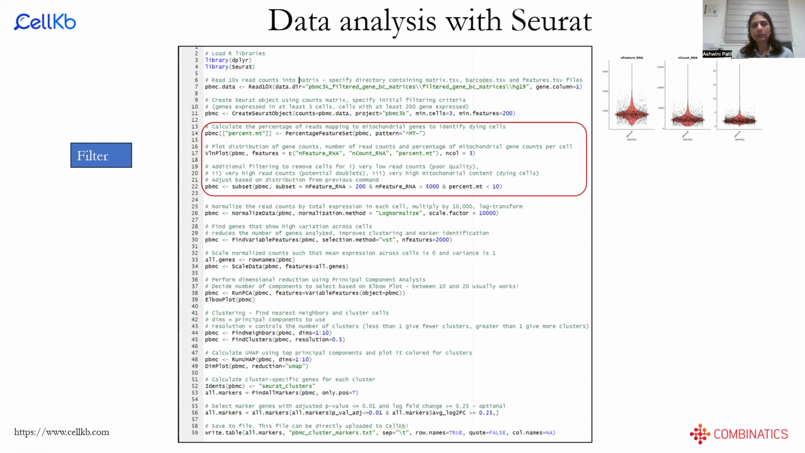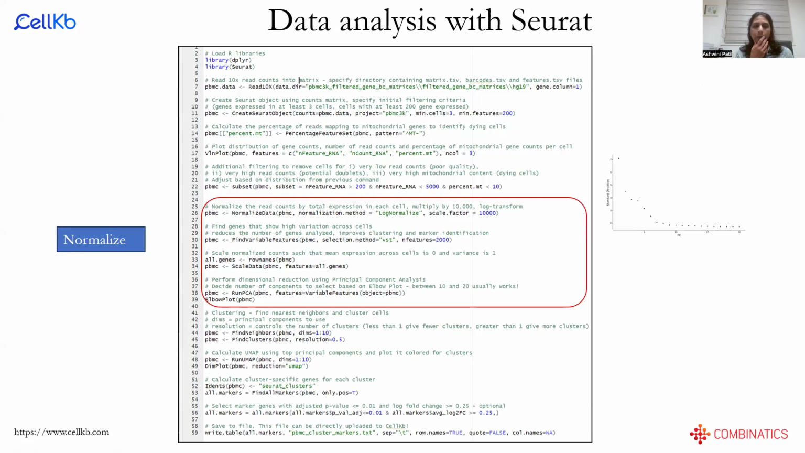These numbers are standard, and if you generate this violin plot, you can see the distribution of these three counts: the number of genes, the number of UMIs per cell, and the mitochondrial content per cell. Based on these distributions, you can decide the cutoffs. Your cutoff could be 500 and 10,000. It depends completely on your data.